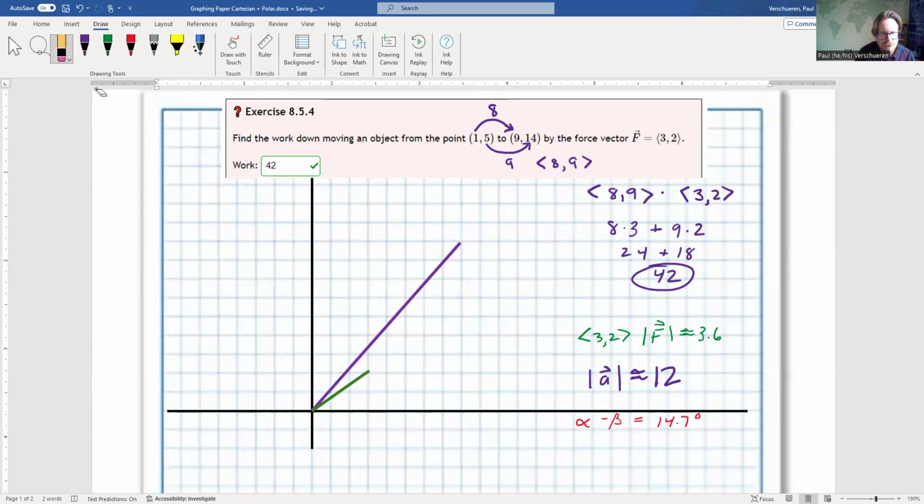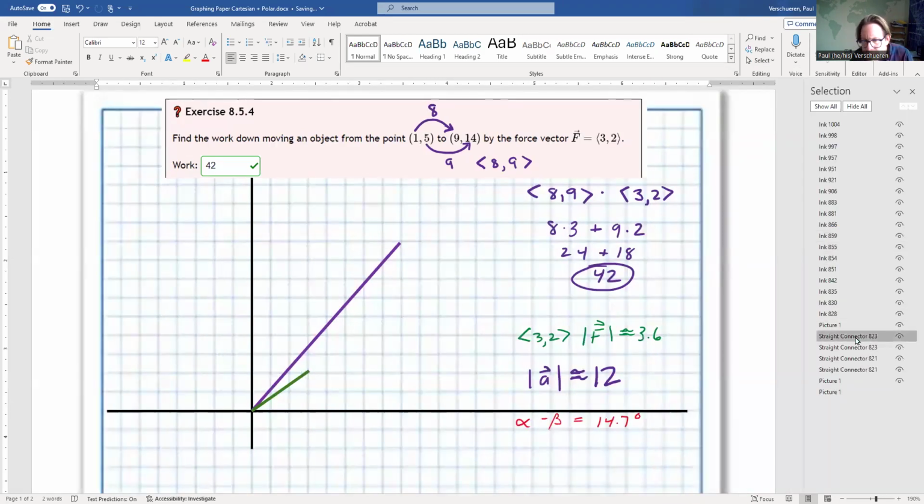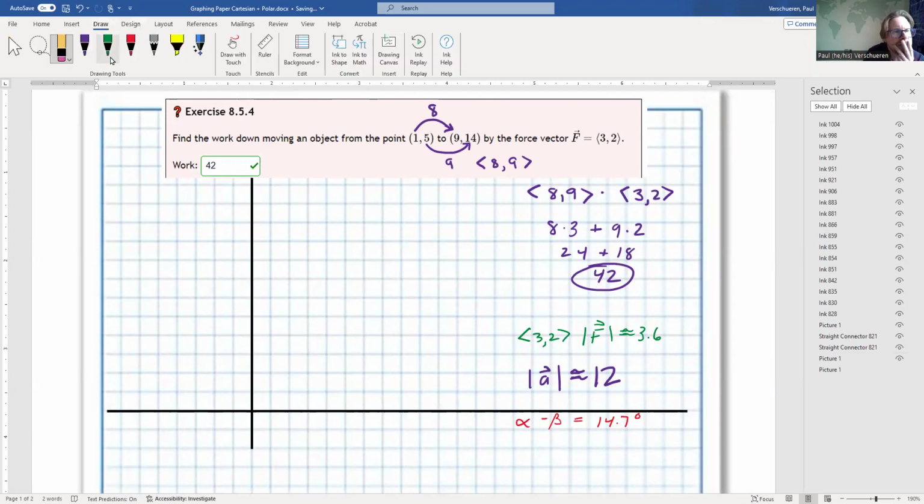And basically, I'm going to also erase, select, there you are. Erase these. Oh, it's not letting me. Why aren't you doing that? Select objects. It just keeps using an eraser. I don't know why it's doing that. Let's see. Straight connector. That one, yep, delete it. Straight connector. That one, delete it. Okay.